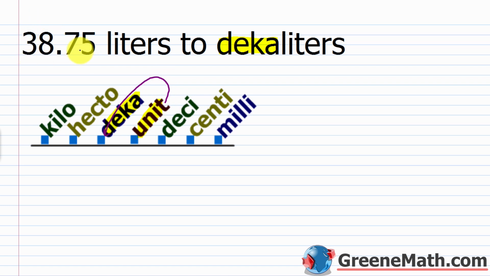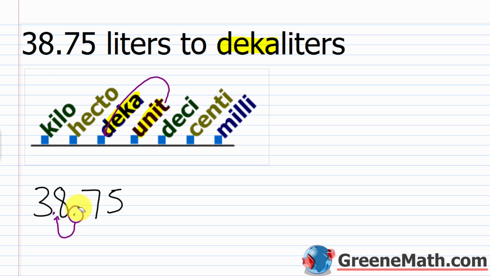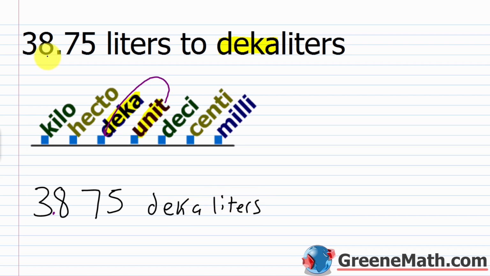So I would match that movement with my number, 38.75. Just look at your decimal point, and again, just match the movement. So it's going to go one place to the left and end up right there. And if I erase this, I'd have 3.875. And of course, write what you're going to end up with in terms of units. That's going to be decaliters. So 38.75 liters is the same as 3.875 decaliters.